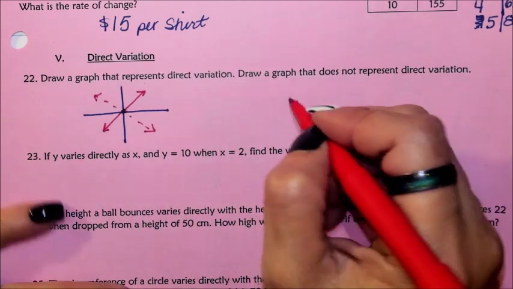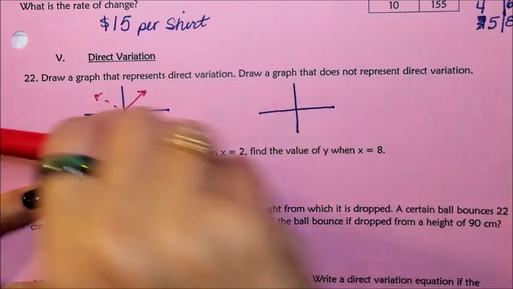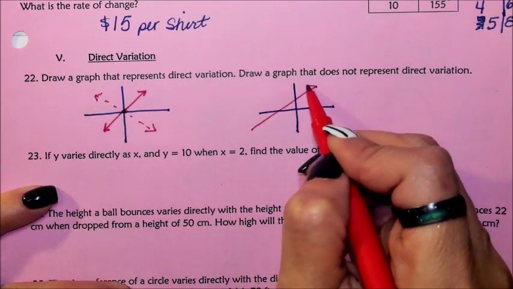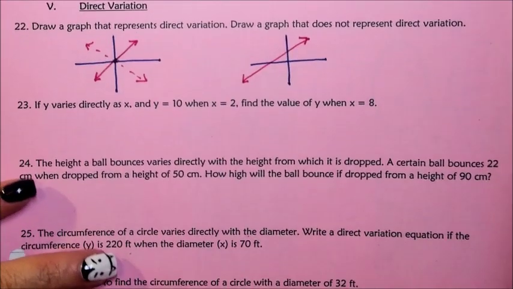Draw a graph that does not represent direct variation. Okay. It can be anywhere. I'm going to go here. There we go. It doesn't go through the origin, so it's not direct variation.